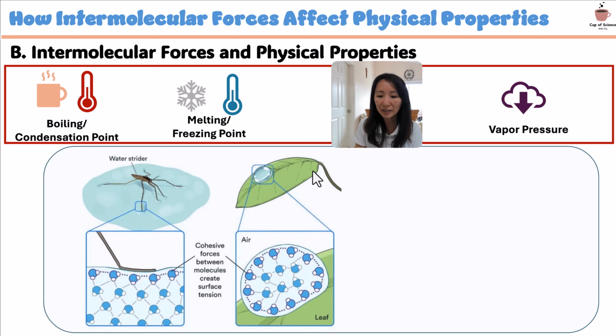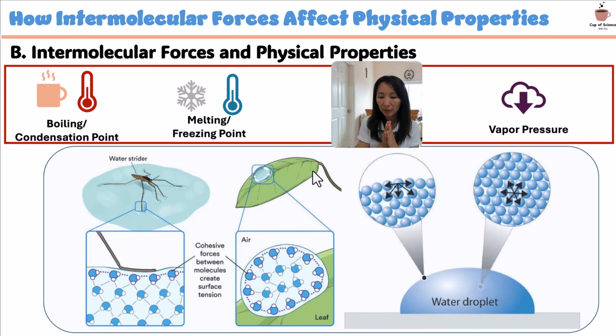But how does this relate to hydrogen bonding, London dispersion forces, and dipole-dipole? Well, the surface tension over here for a water droplet is really, really strong, okay? In the middle, not as strong, but on the surface it is strong. And that's because the hydrogen bonding is stronger.